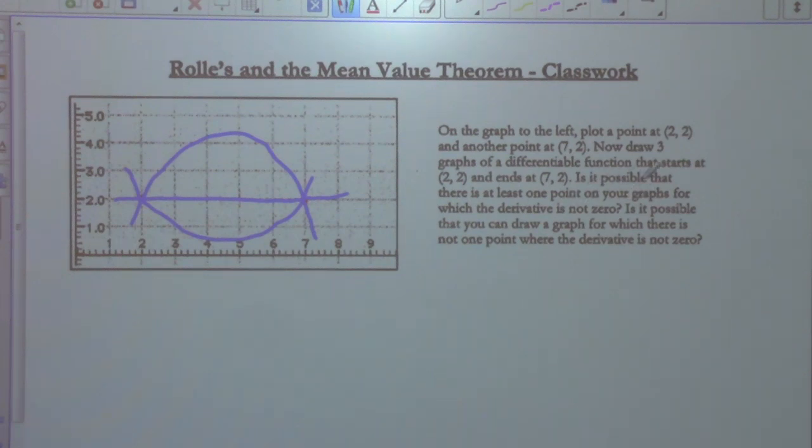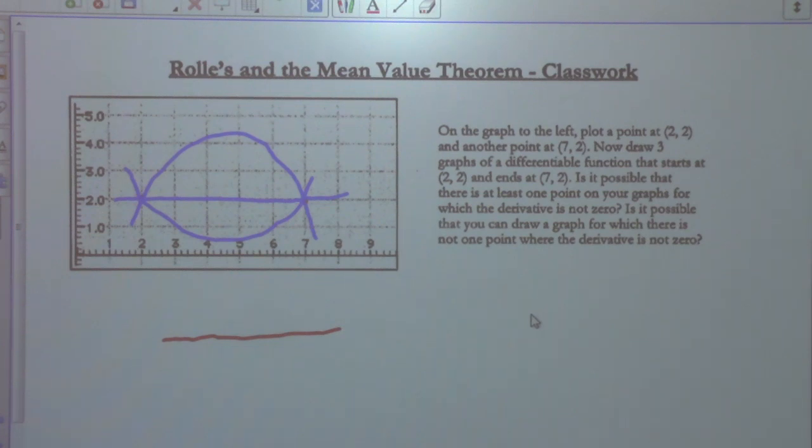It's cool. Then it says, is it possible that there's at least one point on your graphs for which the derivative is not zero? Well, it doesn't happen, okay? Your derivative is going to be zero right here, right? Your derivative is going to be zero right here. If you draw a horizontal line, the derivative is zero everywhere, right? So it asks, is it possible that there's at least one point in your graphs for which the derivative is not zero?